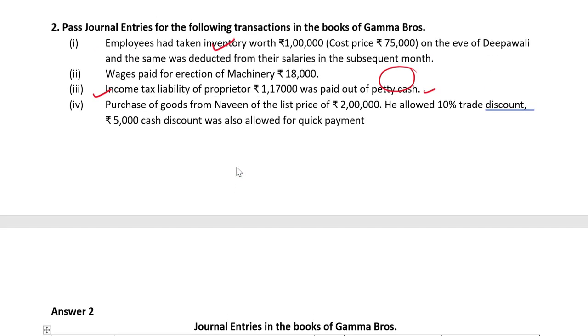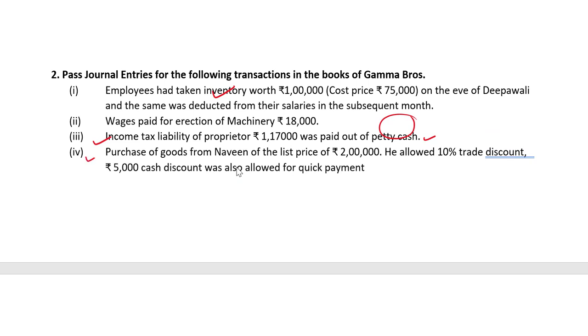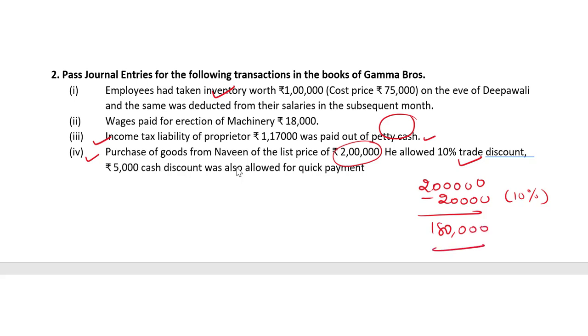Let's see the last one, the fourth one. Purchase of goods from Naveen of the list price 2 lakh. He allowed 10% trade discount. So 2 lakh and 10% trade discount. That means what? 2 lakh minus 10%. 10% is 20,000 trade discount. So we will record it at 1,80,000. We will ignore the trade discount over here.